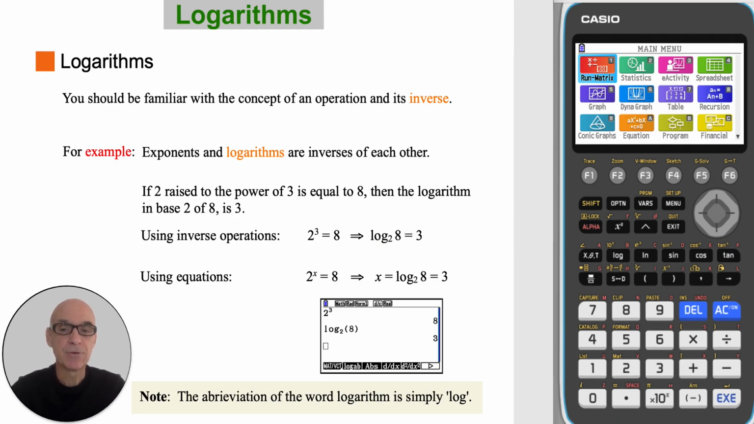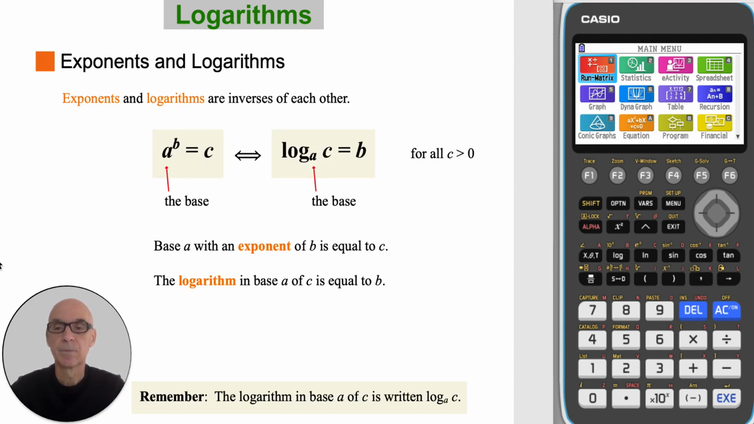Similarly, if 2 raised to the power of 3 is equal to 8, then the logarithm in base 2 of 8 is equal to 3. In general, if base a with an exponent of b is equal to c, then the logarithm in base a of c is equal to b.